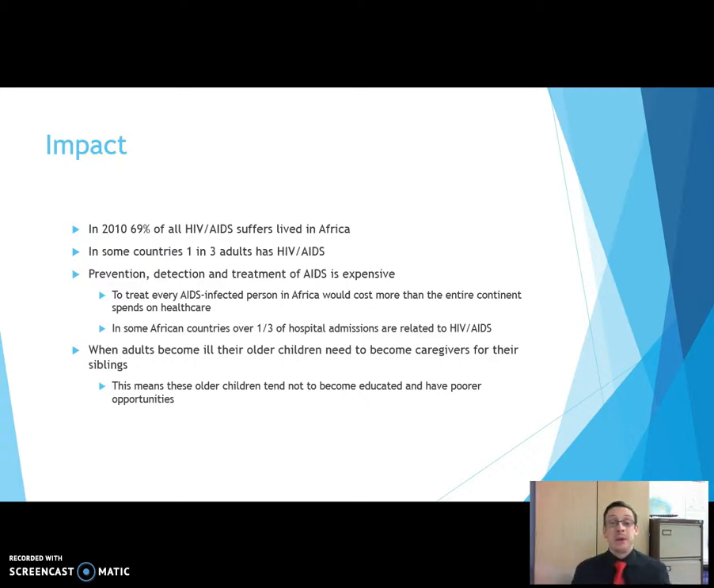One of the other big impacts is that when an adult falls ill because of HIV/AIDS, their older children tend to need to become caregivers for their younger siblings. This means those older children tend not to finish school. They have to leave school to become a caregiver, which means they don't get educated. Because they're not educated, they can't go on to have as prosperous careers. They continue to live in poverty. That continues to put them at risk of contracting HIV/AIDS themselves, and this can be a horrible cycle which continues the terrible impact of this disease.